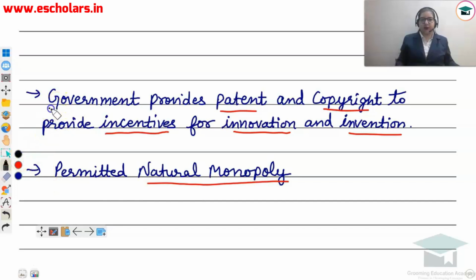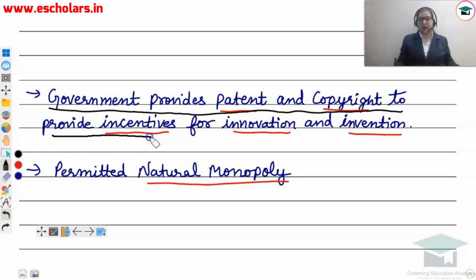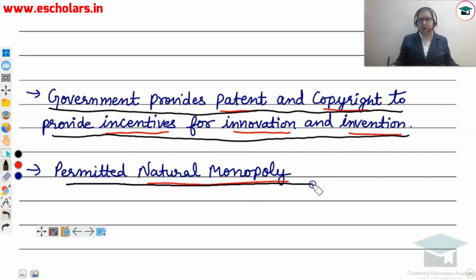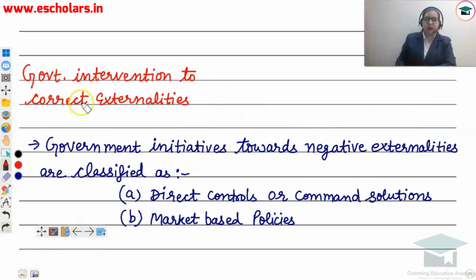So let's recall it till now. Government provides patent and copyright to provide incentive for innovation and invention. Permitted natural monopoly. Now, students, we will talk about the government intervention to correct externalities, that is, the steps taken by the government in order to check the effects of externalities.